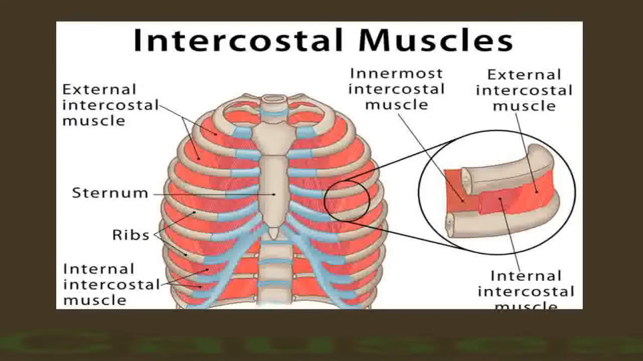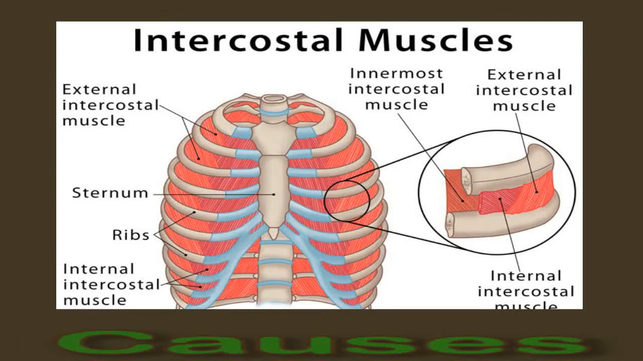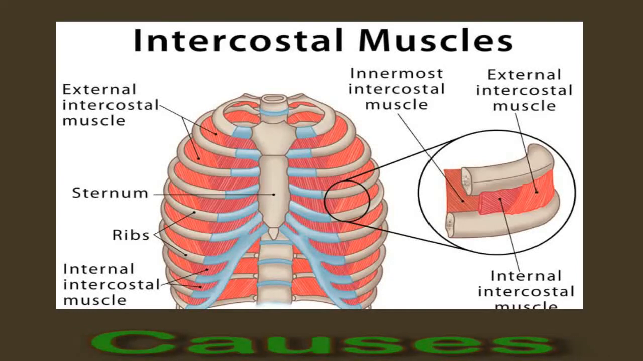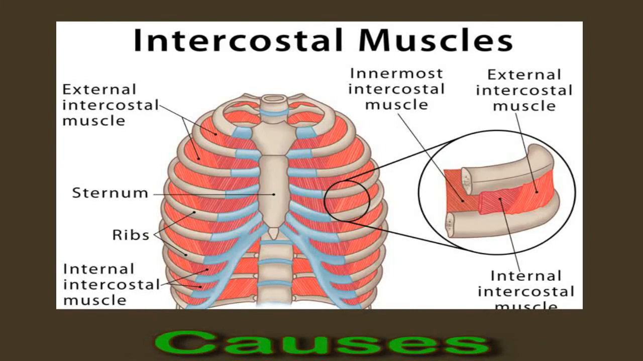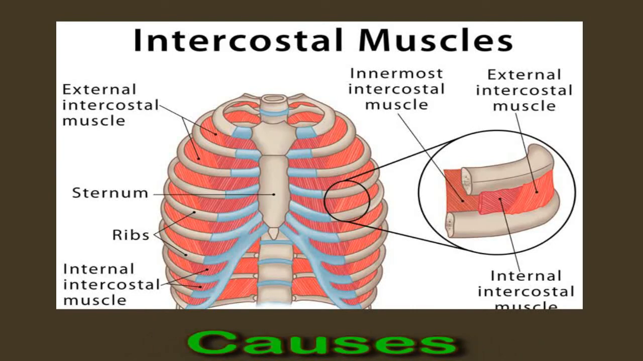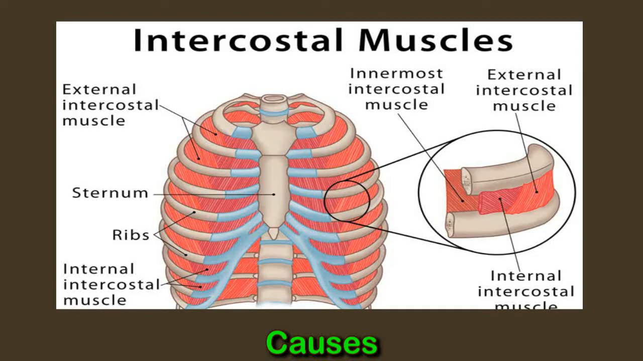Causes: Intercostal muscle strains are the most common cause of musculoskeletal chest pain, which people often refer to as a pulled muscle. The intercostal muscles are a muscle group that sits between the ribs and makes up the chest wall. This muscle group comprises three layers: the external, internal, and innermost intercostal muscles. Together, they stabilize the rib cage and assist with breathing.